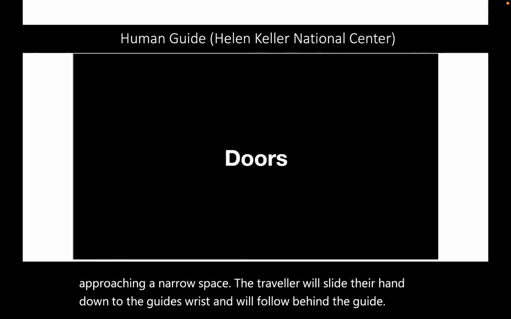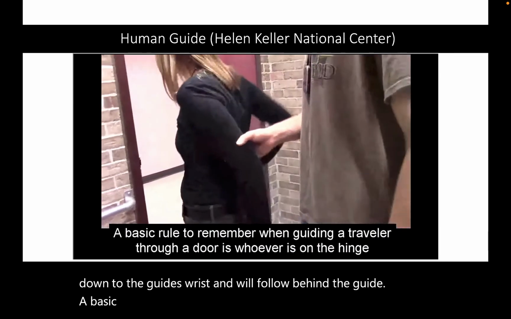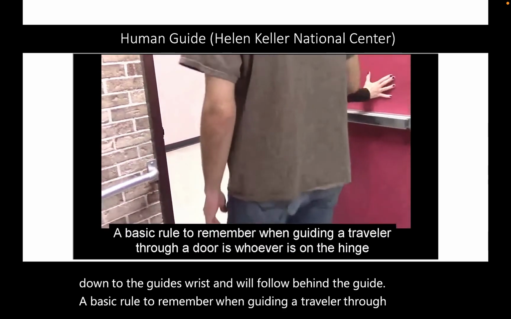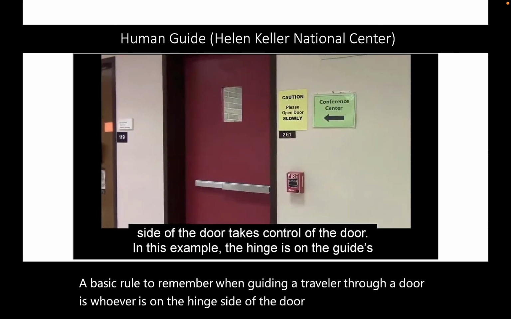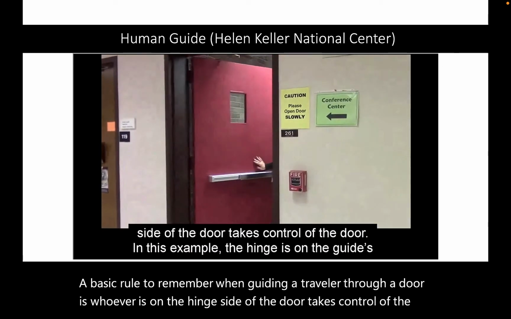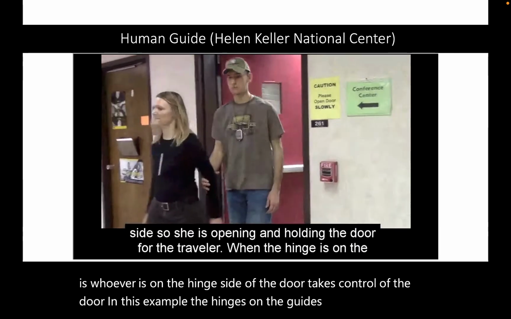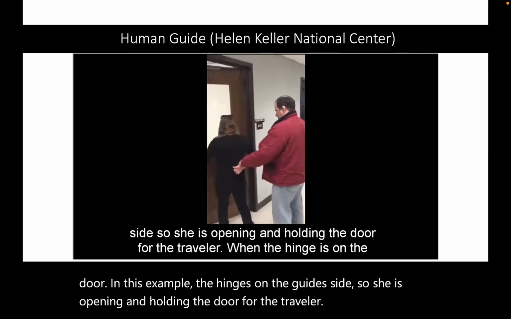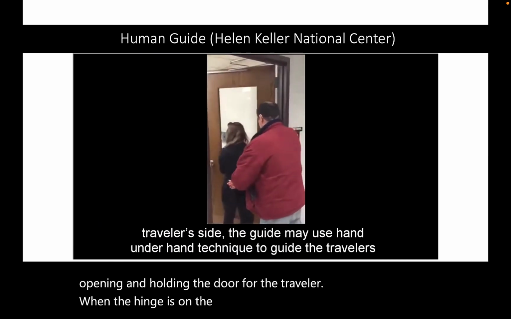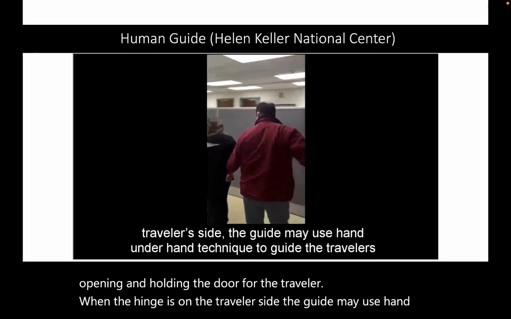Doors. A basic rule to remember when guiding a traveler through a door is whoever is on the hinge side of the door takes control of the door. In this example, the hinge is on the guide's side, so she is opening and holding the door for the traveler. When the hinge is on the traveler's side, the guide may use hand-under-hand technique to guide the traveler's hand to the door.